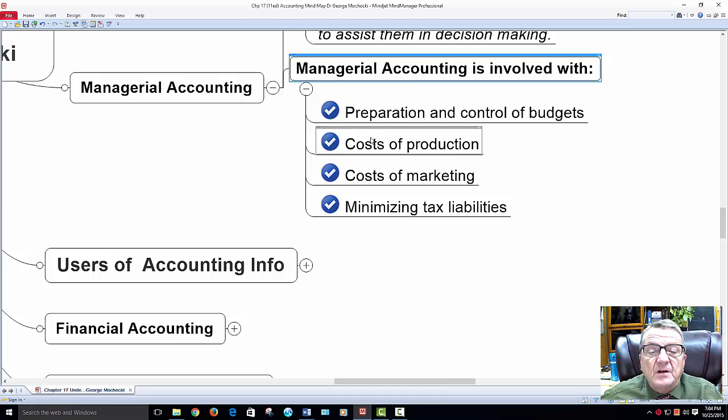Okay, so managerial accounting is involved with preparation and controls of budget. It lets you know which areas. Look at the expense side. Cost of production. A lot of times they're managerial because they also may have an engineering background or a background in a different discipline, so they understand the true costs. Okay, cost of marketing. How do I get more? People aren't going to come to my shop or buy my shop. Sometimes I've got to create a market or remind a market that we are a viable product or service, and we are very cost effective in what we do, and minimizing tax liabilities.